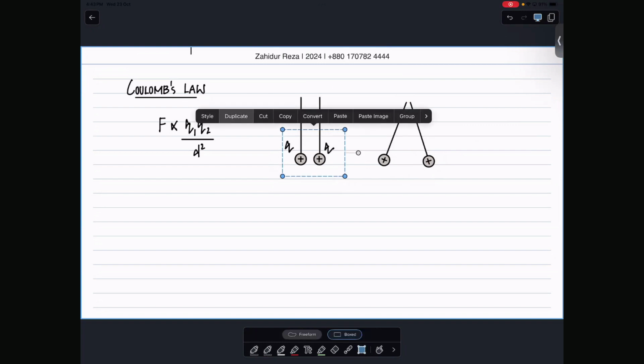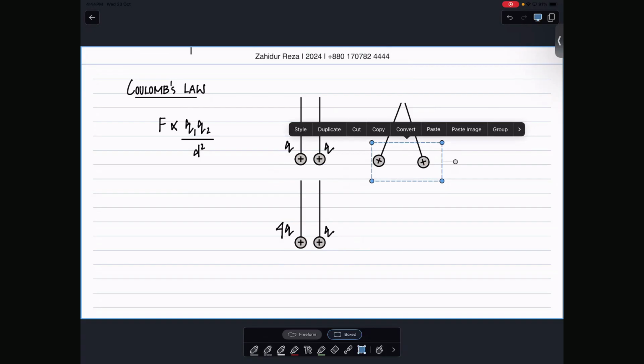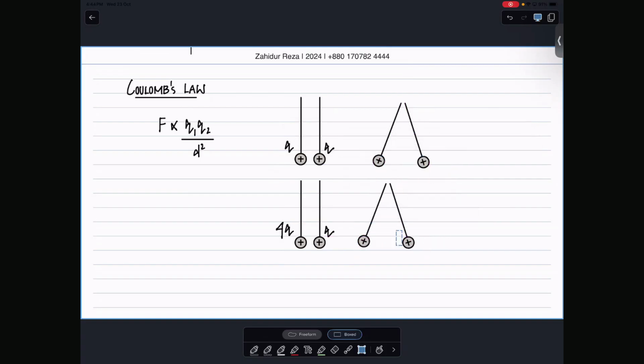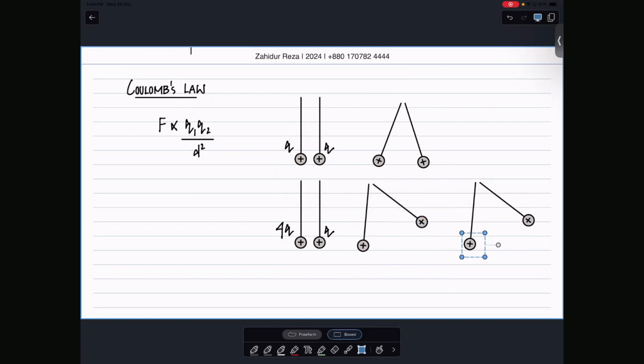Now, I have a question for you. How would the separation look if I had 4Q and Q? So one of them is the same thing, right? Just more charged, 4Q. The other one is Q. Do you think that the 4Q is so strong in its repulsion that it will repel the lower charge all the way out like that? Or do you think that the 4Q itself will experience a very large repulsion and go all the way out, and the other one will just remain where it is?